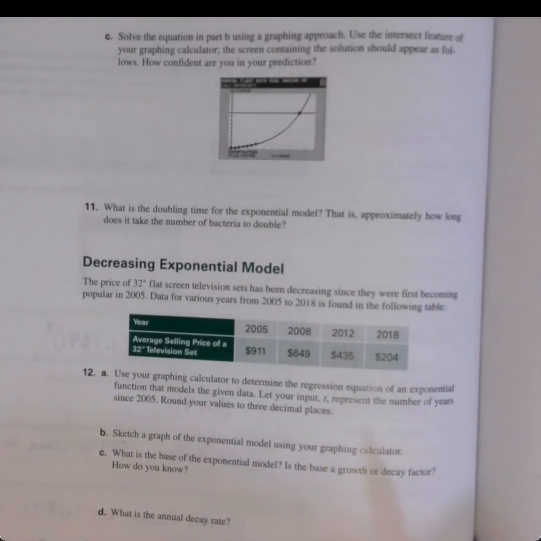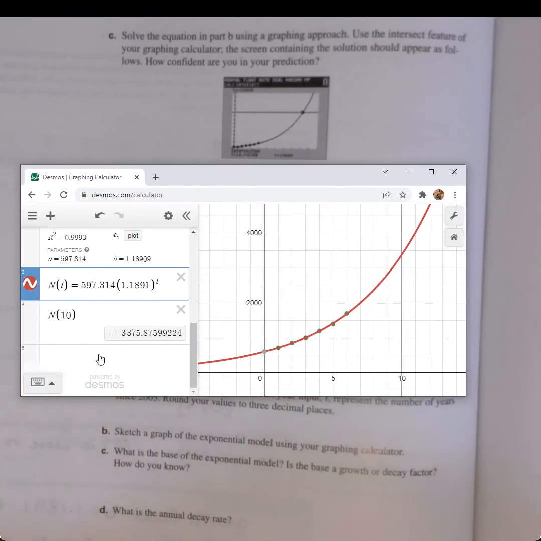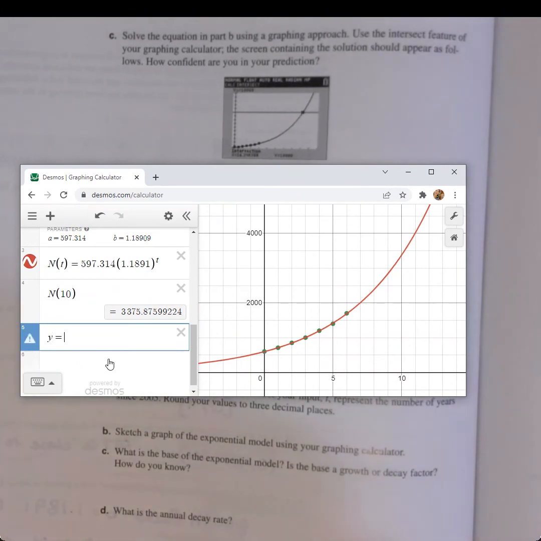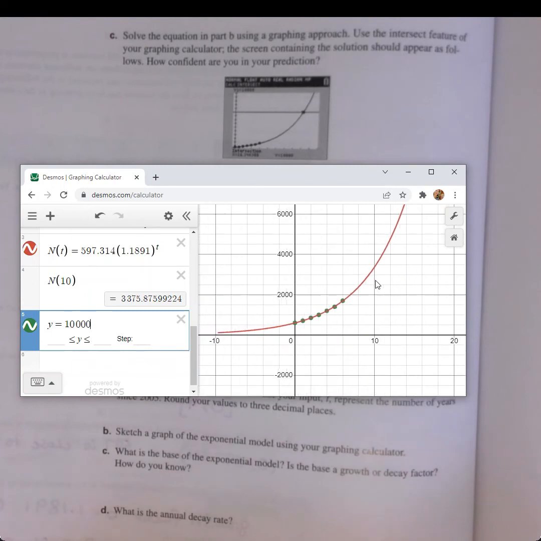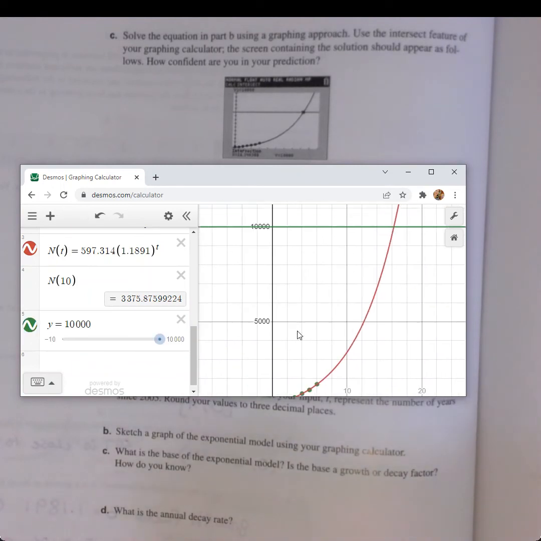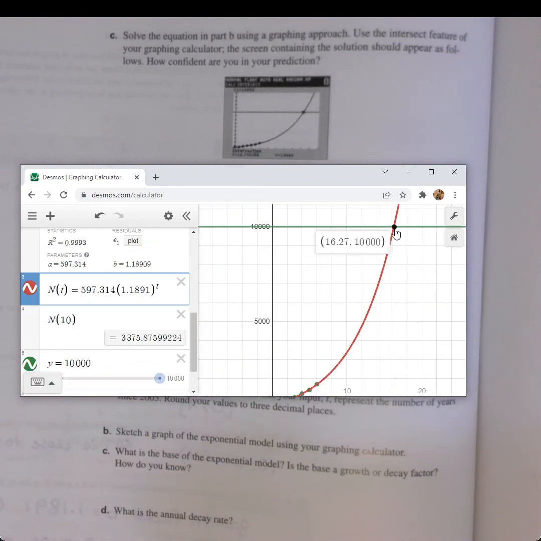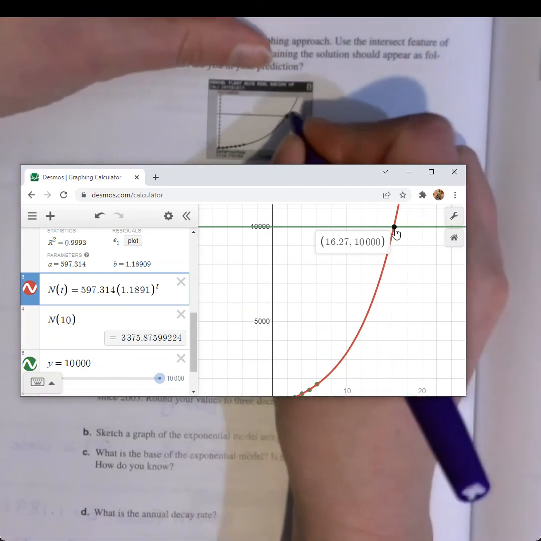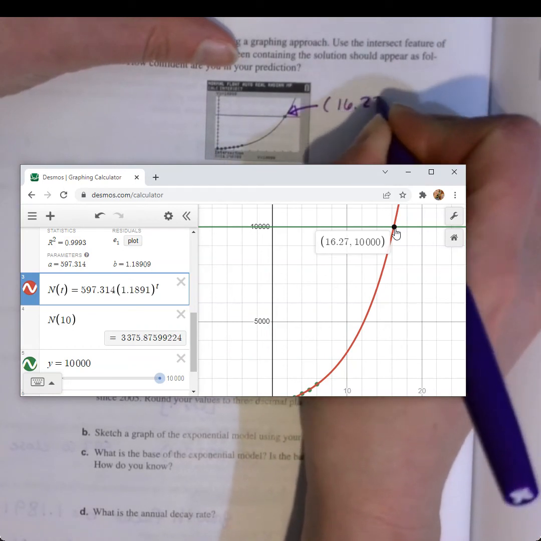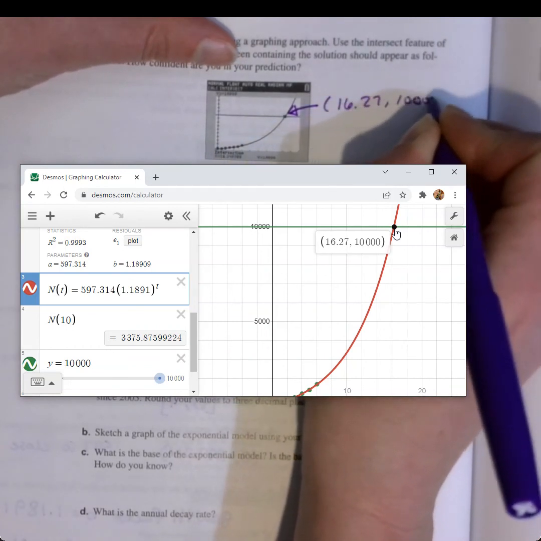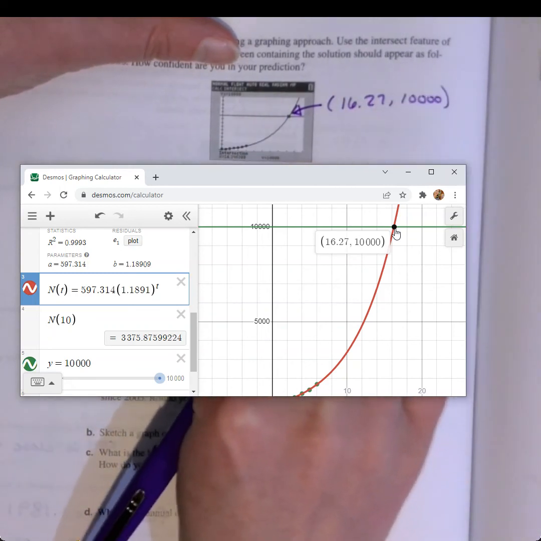When I solve this question graphically, I do have to graph the output value, y equals 10,000. And I can zoom to find that because it's not too far away from where I'm already at window-wise. And I can see that I have this intersection point right here on my graph of 16.27, 10,000.